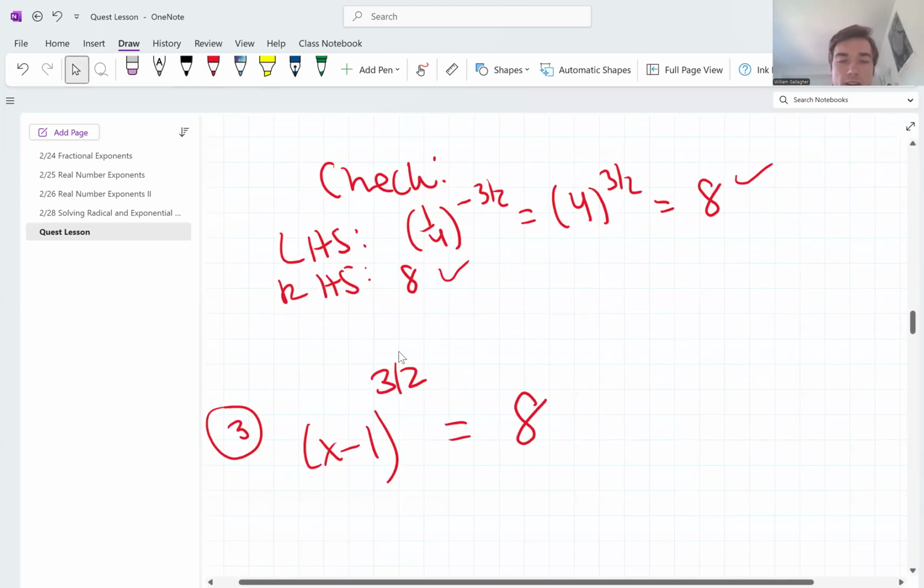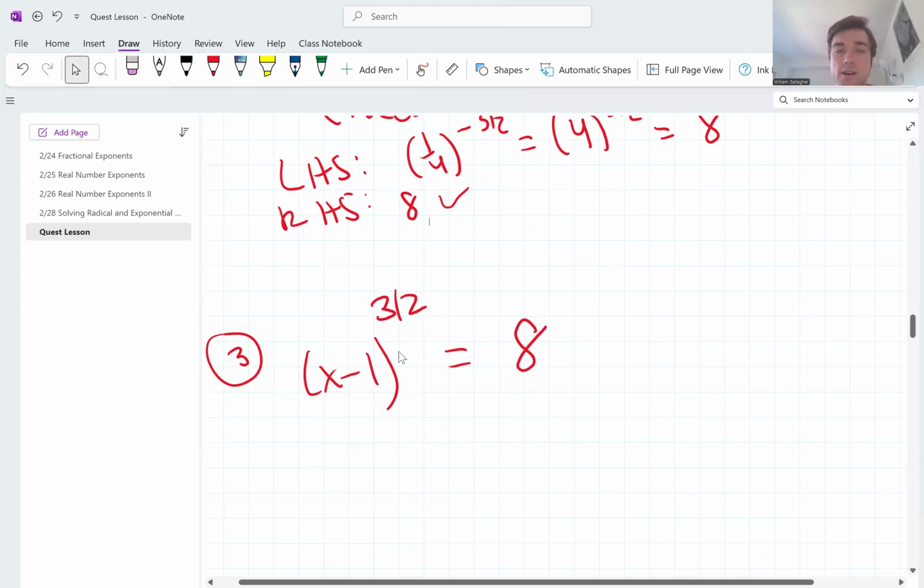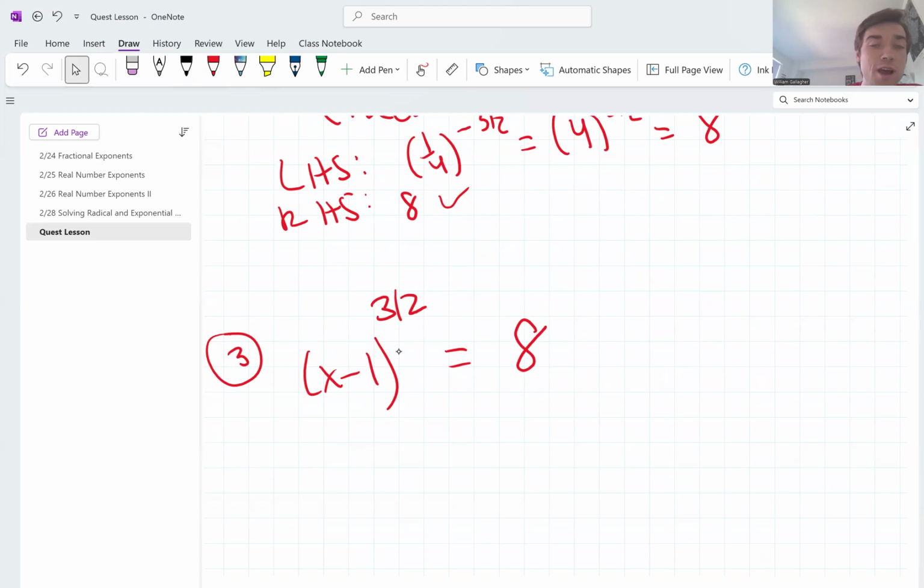The next one, you might want to pause the video here and quickly solve it. It shouldn't be too bad. And then check your work. Assuming you have now paused the video, I'll progress.